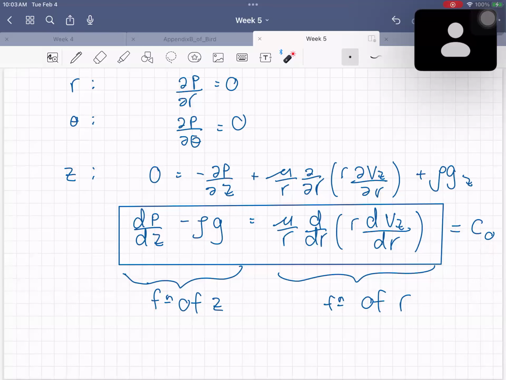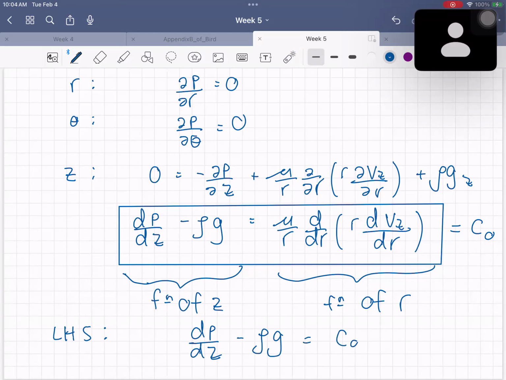Okay. So let's solve it separately. Let's start from the left-hand side first. dP by dZ minus rho G equal to C0. Okay. Can you solve this equation now?